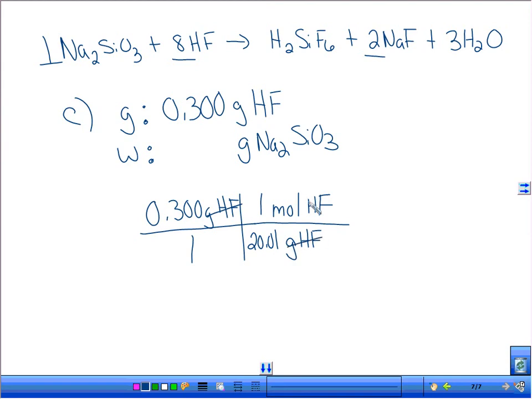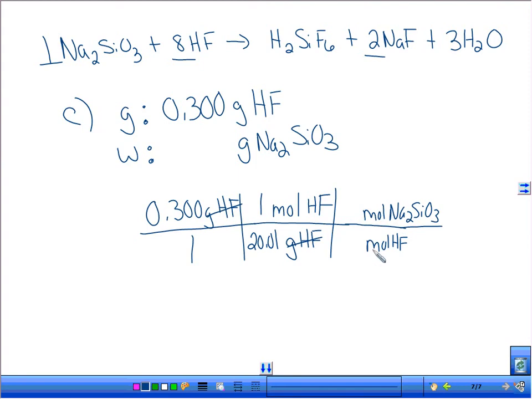If I stop right there, I'm just going to have moles of HF. I'm not looking for moles of HF. I'm looking for grams of sodium silicate. So now I've got to switch it. What's going to come down? Well, mole of HF is coming down. I've got to switch it. So moles of Na2SiO3 will go to the top. Now I've got mole over mole.